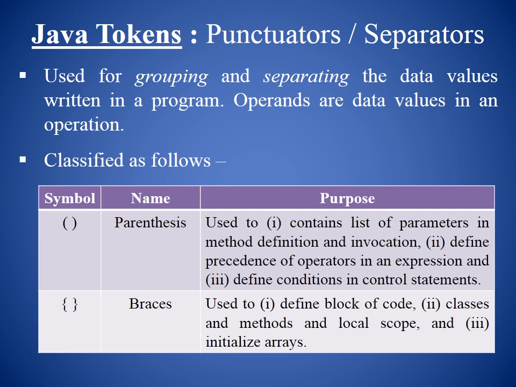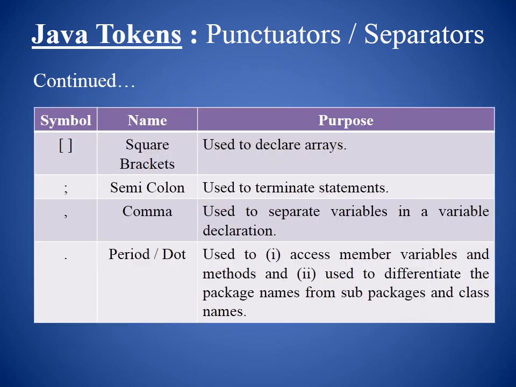First, parenthesis is used for the list of parameters in function definition or calling, to define precedence of operators, and also to define the conditions. Second, curly braces. Curly braces are used to define the block of code for classes, methods, conditions, and also to initialize arrays. Third, square brackets are used to declare arrays.